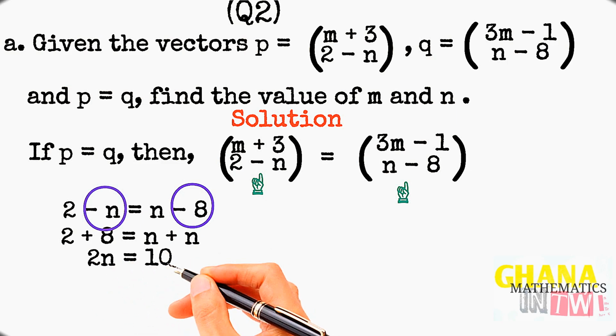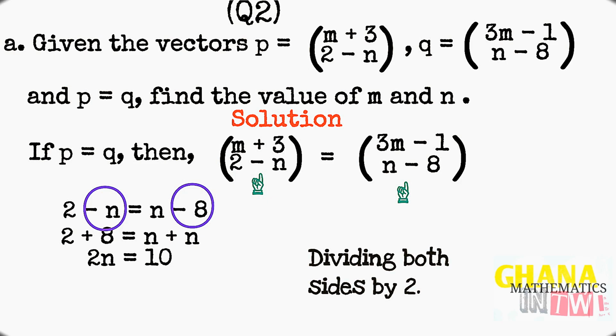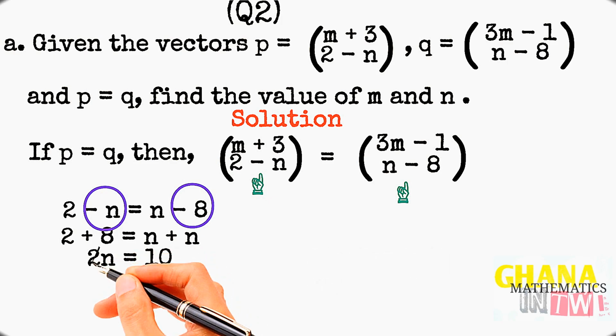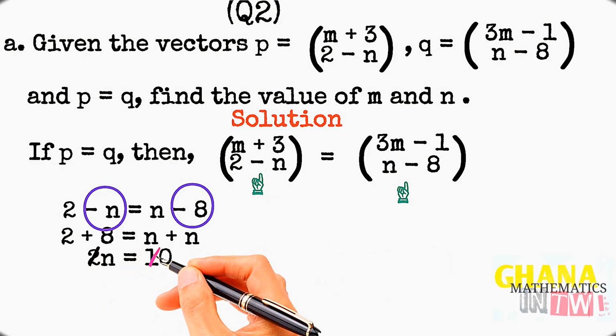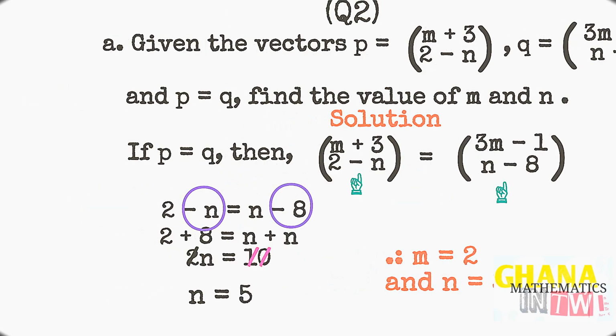So here I made a change of subjects. I used minus n and minus 8, and I used some violet color to circle it. So let's divide both sides by 2 to get the value for the variable n. 2 cancels itself once, and it cancels 10 five times. Therefore, we can say that the variable n is equal to 5. So m is 2 and n is 5.